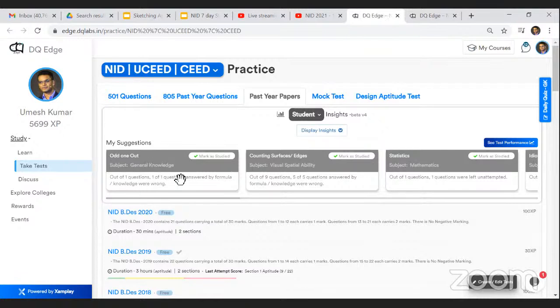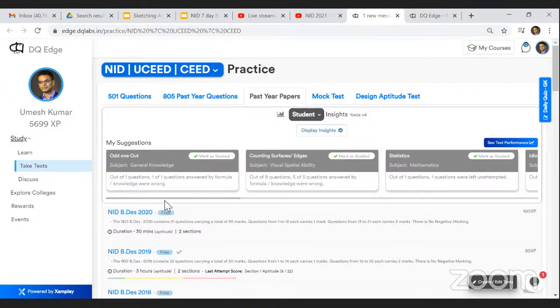So what are these suggestions? These suggestions are intelligent, strategic, actionable insights specifically for you. Like for me, my first suggestion is to study odd one out. And my second suggestion is counting surfaces and edges. And for you, these suggestions will be completely different based on how you have performed in your exam.